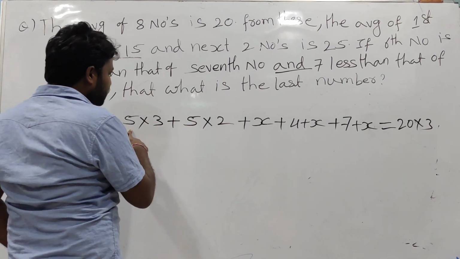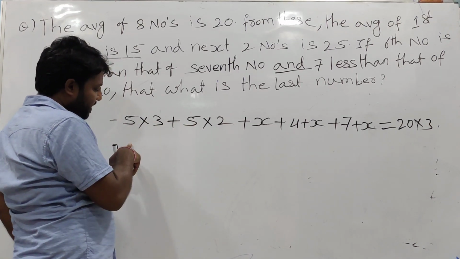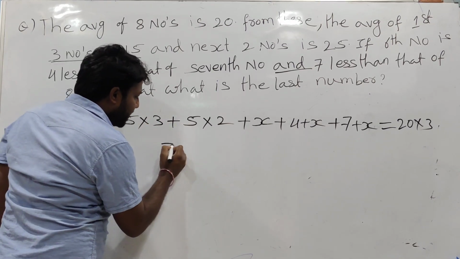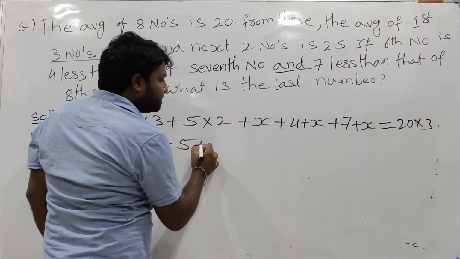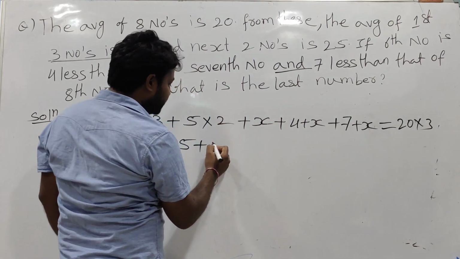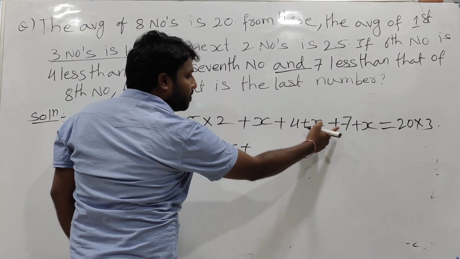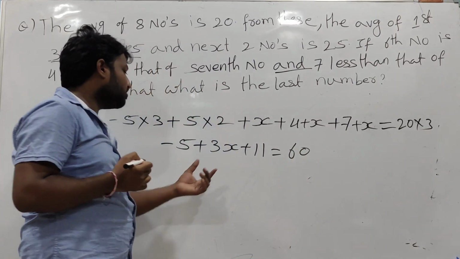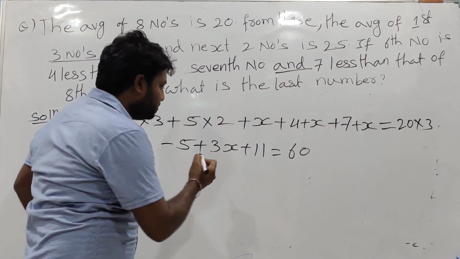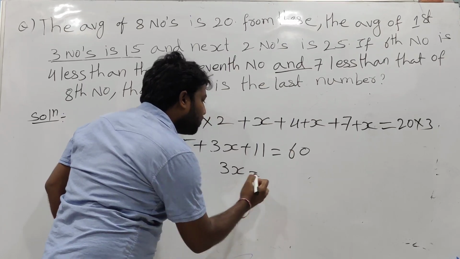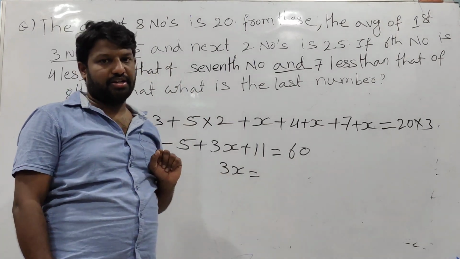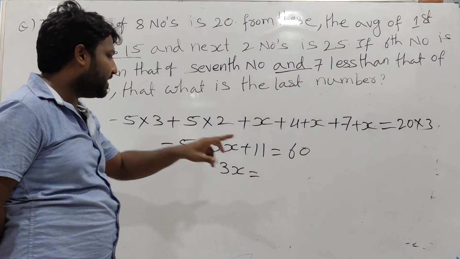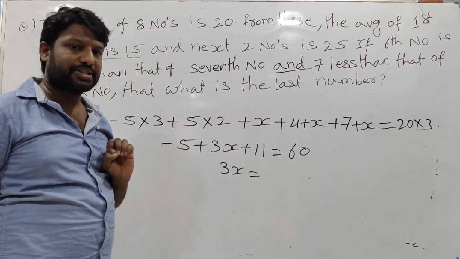So now I will simplify this. 5 times 3 is 15, it is minus 15. This is 5 times 2 is 10, plus 10. So minus 15 plus 10 will become minus 5. Plus x plus x plus x, 3x. Plus 7 plus 4, 11, is equal to 20 times 3 is 60. This will become 3x is equal to 60 minus 5 plus 11. Minus 5 plus 11 is nothing but plus 6.